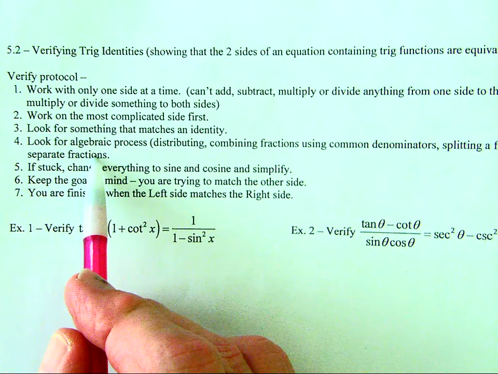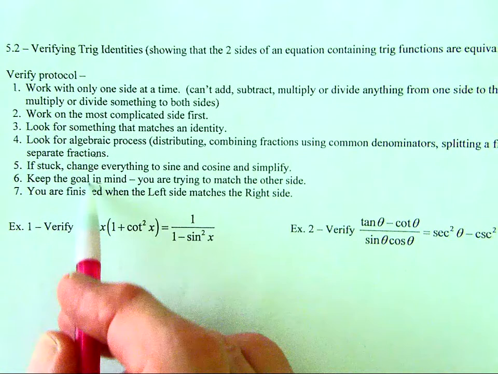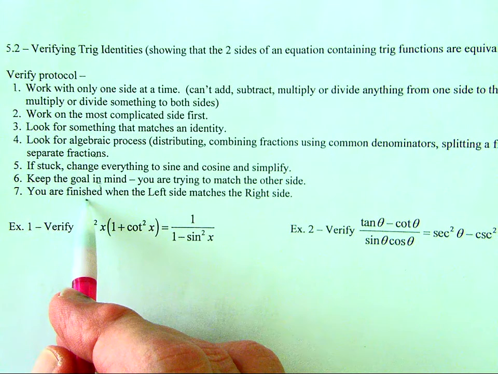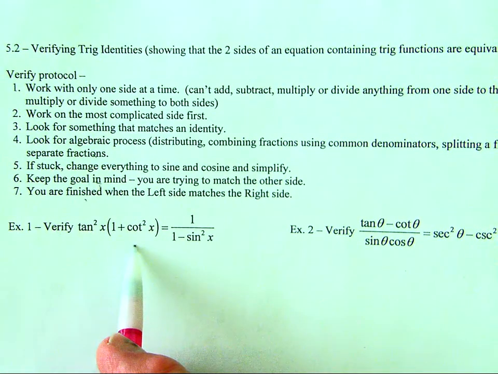If you really get stuck, a backup plan is to change everything to sine and cosine and then simplify. It's not always the short way, but if you get stuck, you can do it that way. Always keep looking at the other side. Remember, your goal is to make the two sides match. So whatever side you're working on, keep looking at the other side, thinking, okay, what can I do to make a match? You're all finished when the left side matches the right side.